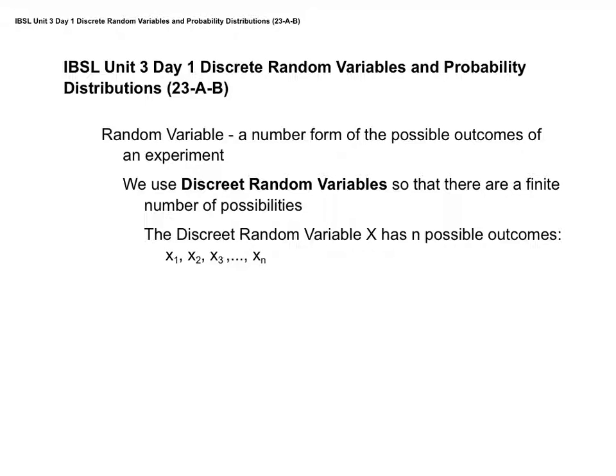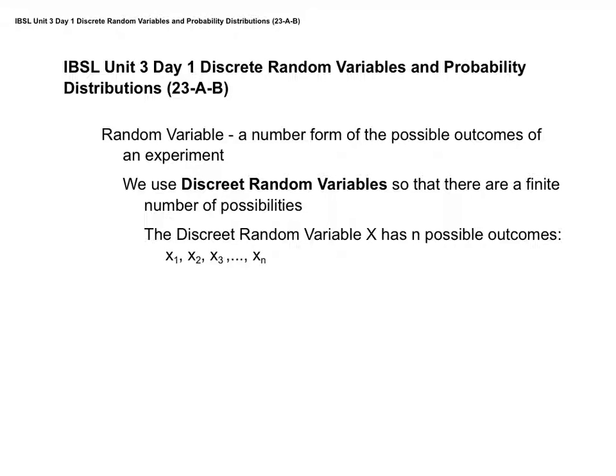Okay. All right, so let's first of all just remind ourselves what we're talking about with a random variable. Okay, a random variable, we often will use a capital X to represent this random variable, a number form of the possible outcomes of an experiment. A discrete random variable gives us a finite number of possibilities.